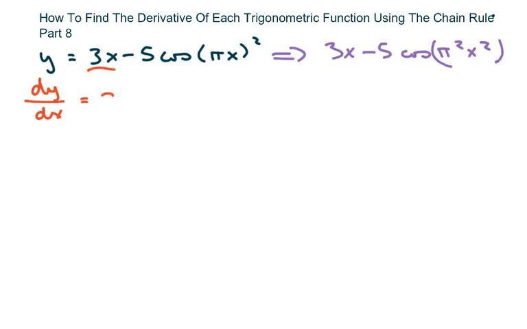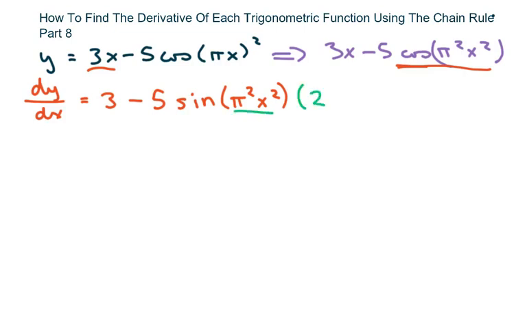So we can just take this piece as this 3, and then we have minus basically you're going to just do minus 5. Oh, I'm doing this one right here. 5 times the derivative of cosine is sine, and then you just copy down this inner part here, and then you multiply it by the derivative of this inner function. The derivative of this inner function is going to be 2 pi squared x.